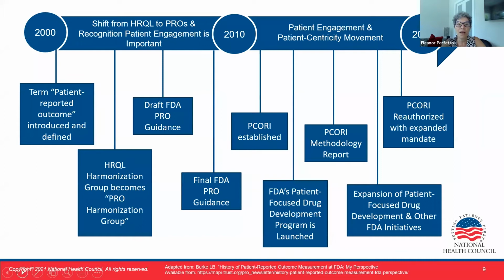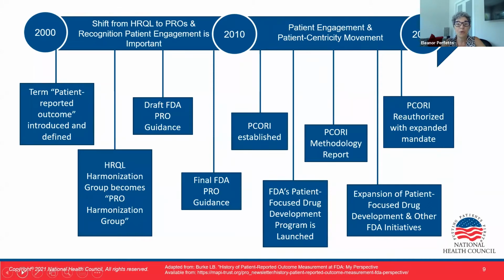In that period of time between the years 2000 and 2010, there was a real shift in language from calling everything a health-related quality of life measure to calling it patient-reported outcomes, and shifting thinking in that a health-related quality of life measure is a type of patient-reported outcome. It's not the overall label, it's one type of measure. So the health-related harmonization group became the PRO harmonization group. The FDA put out a draft guidance on patient-reported outcomes, and then in 2009, there was a final FDA guidance document on patient-reported outcomes.